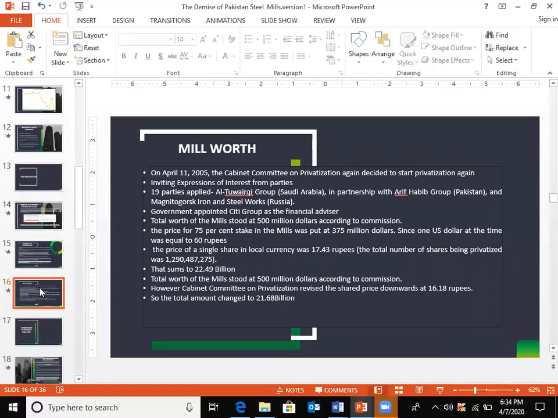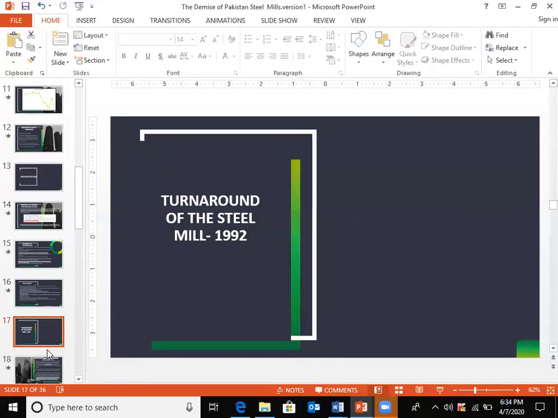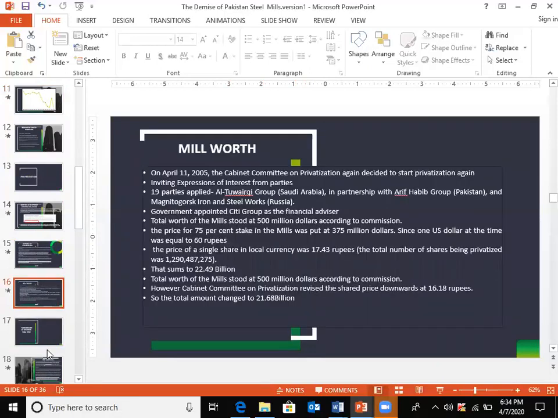There was another time, if you look at 2005, another period when there was talk about privatizing Pakistan Steel Mills. And again, that did not happen. This time around, it was supposedly going to be privatized to a consortium of people that were interested in buying it. And that consortium included the Tuwairqi group from Saudi Arabia, Arif Habib group, and another company from Russia.